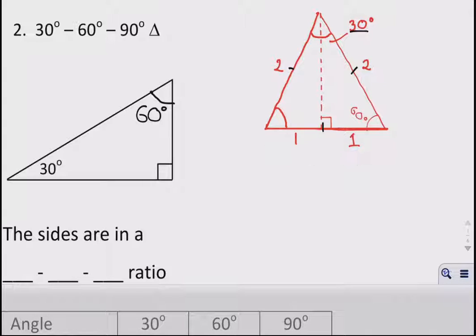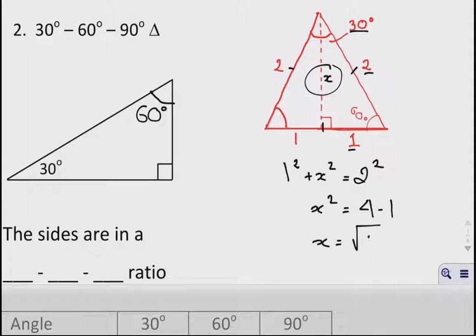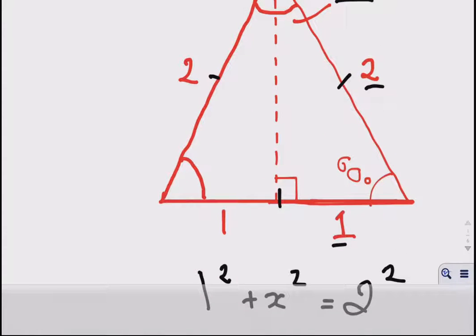So right now I have 2 side lengths. I have the 2 here, I have the 1 here. I now want to find the third side, and I do that using Pythagorean theorem. So I'll call this x for now. And I know that 1 squared plus x squared equals 2 squared. Or I can rewrite that as x squared equals 4 minus 1. Or I can write it as x equals root 3, which ends up being our third side. So I'll put that in here right now. I have square root of 3.